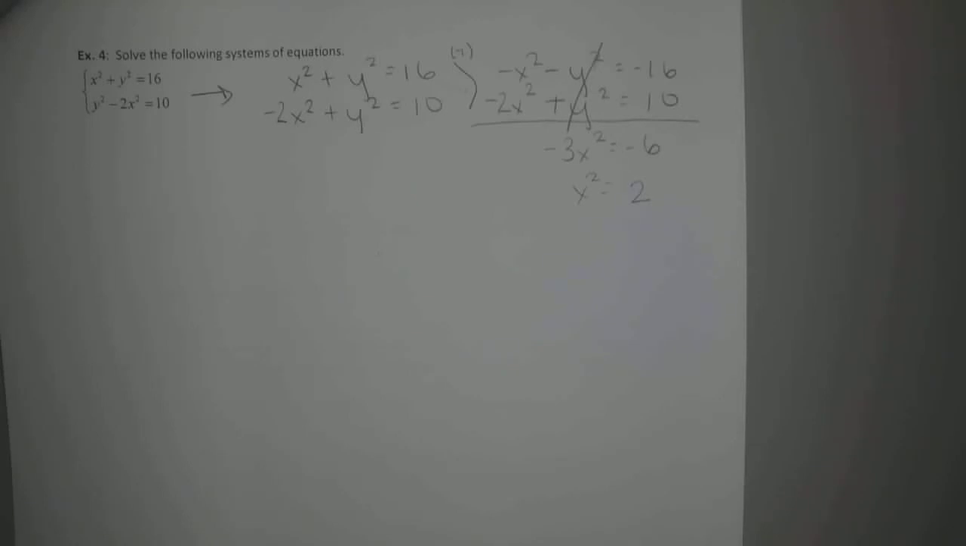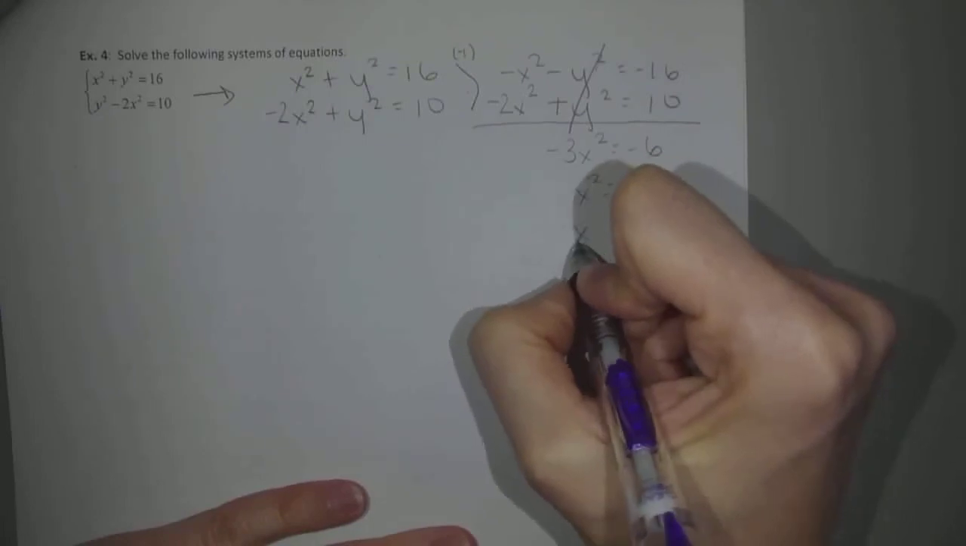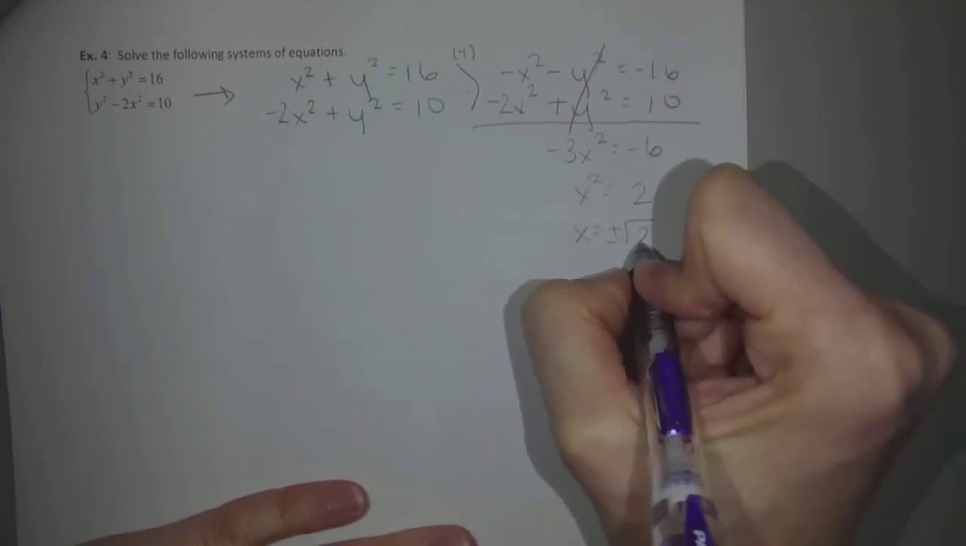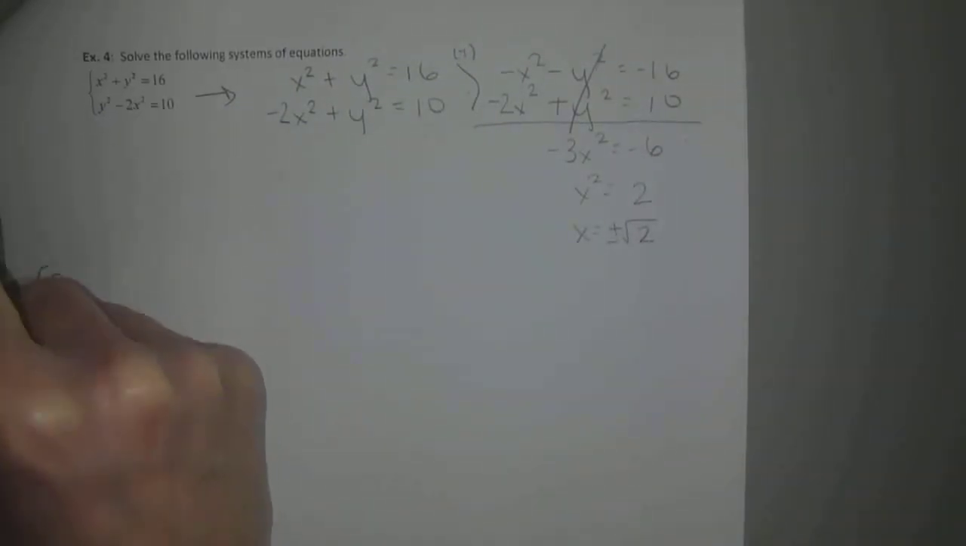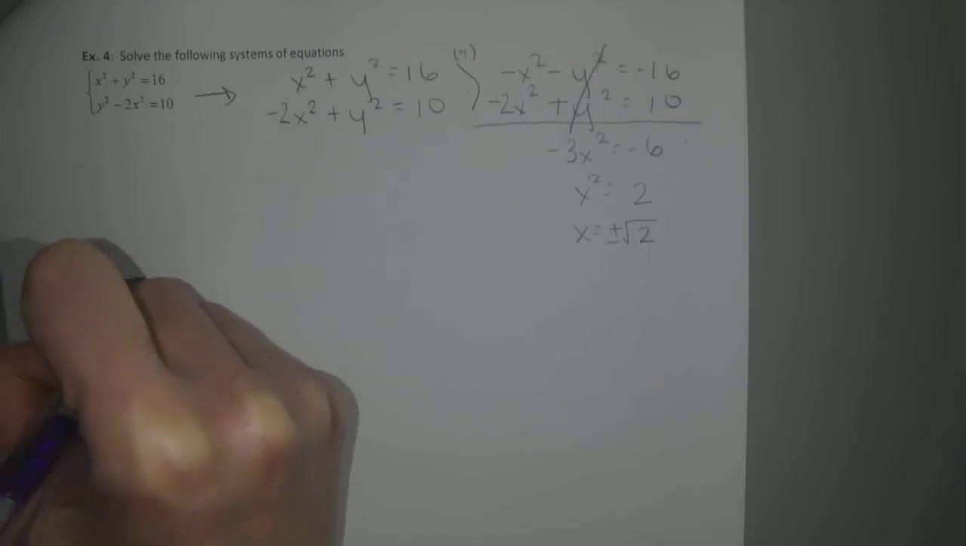And then how do you undo a square? You take the square root. But if you take the square root, what do you have to put in front? Plus or minus. So what does that mean? It means x is plus or minus root 2. So step number 2, find y.